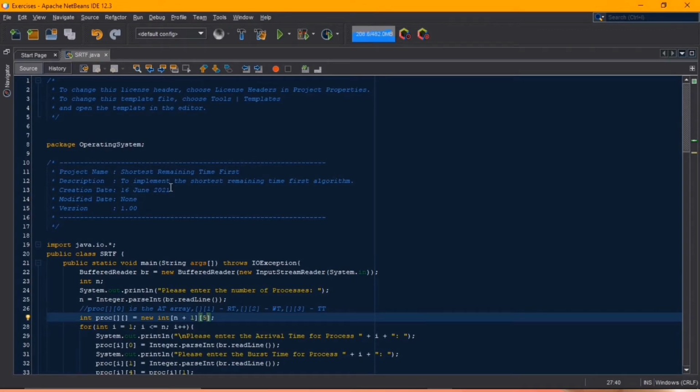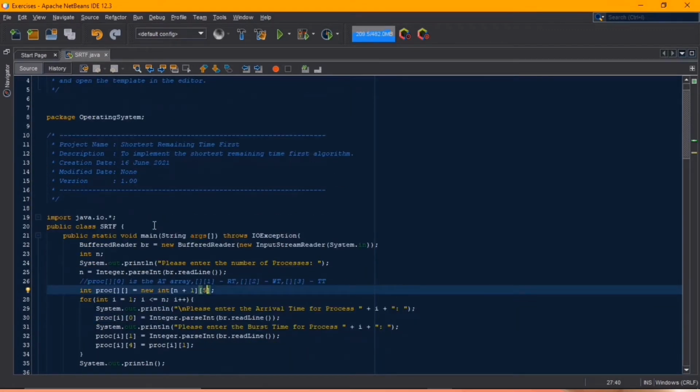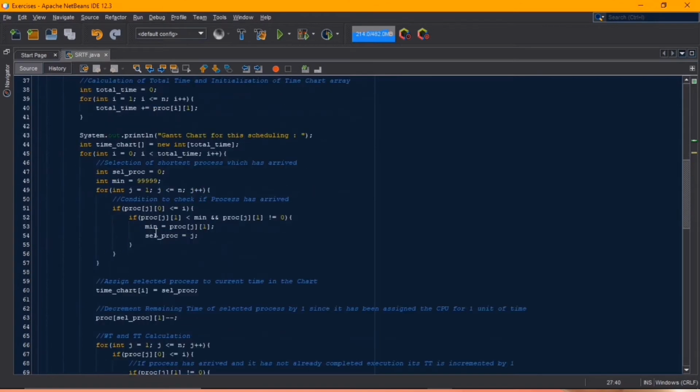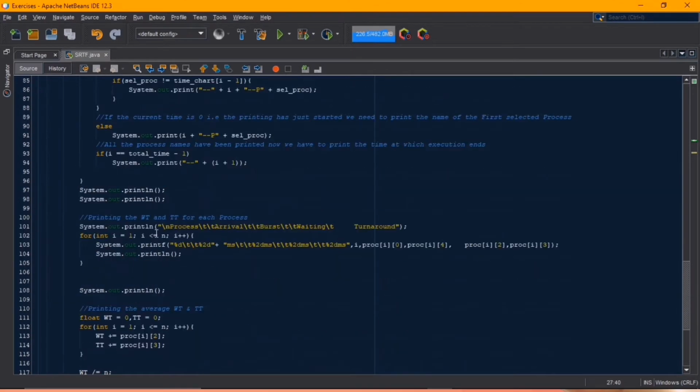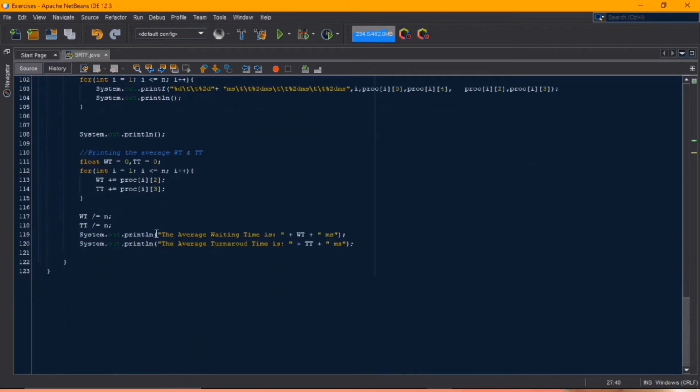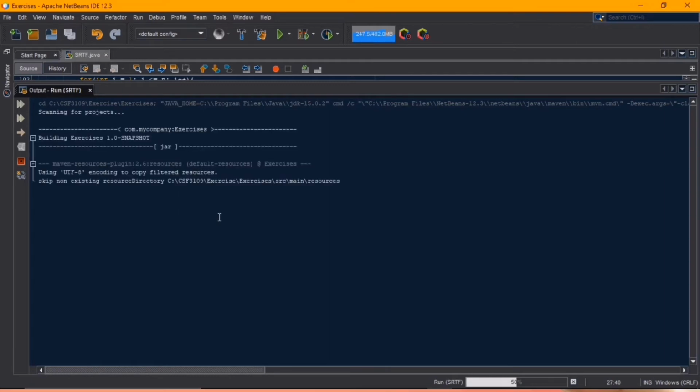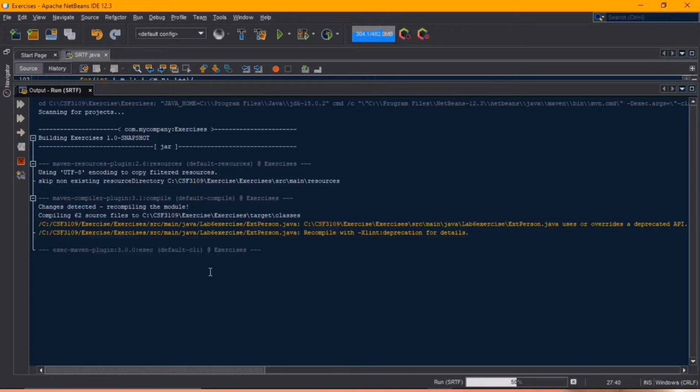Okay, this is the coding for shortest remaining time first, which is called SRTF in operating system. Okay, let's run the program to see its output. This coding allows us to input data. At first it asks, please enter the number of processes.